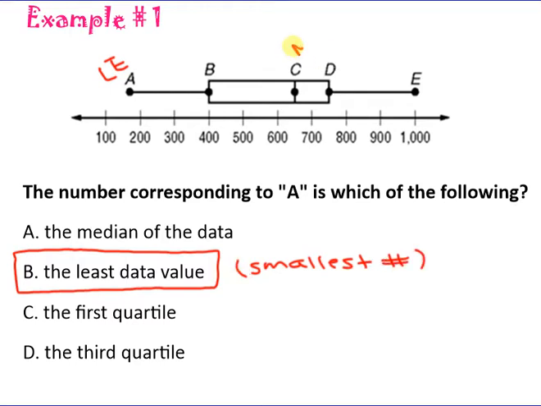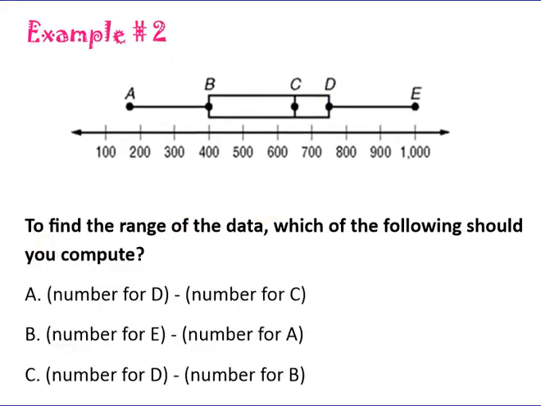C would be the median. The first quartile would be B right here. So this would be the lower quartile. And then the upper quartile would be D, which is the third quartile right here. And then E, even though it's not an answer choice, that is the upper extreme, which is the largest number. Okay? Let's look at number 2.